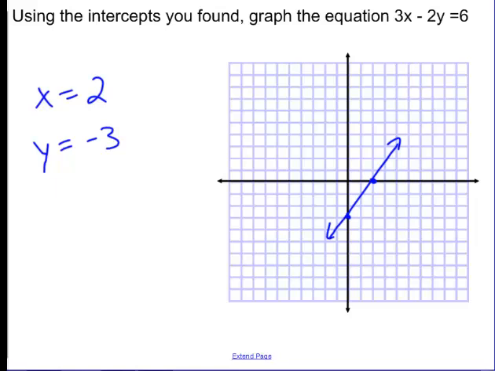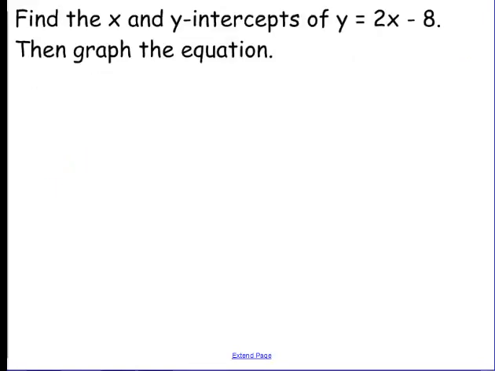That's graphing using intercepts. And so notice it's nice because you use 2 ordered pairs instead of 3. It's not so nice because it can be a little tough to see that line with just 2 ordered pairs. It's not quite as accurate maybe as using a table. We'll do one more example in your notes together today.